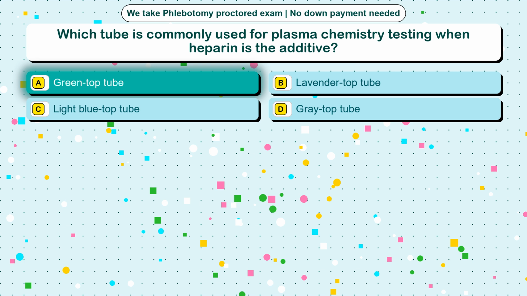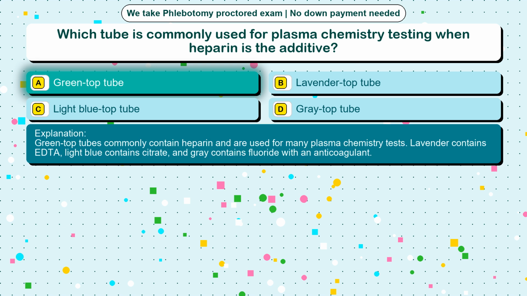The correct answer is option A, green top tube. Green top tubes commonly contain heparin and are used for many plasma chemistry tests. Lavender contains EDTA, light blue contains citrate, and gray contains fluoride with an anticoagulant.